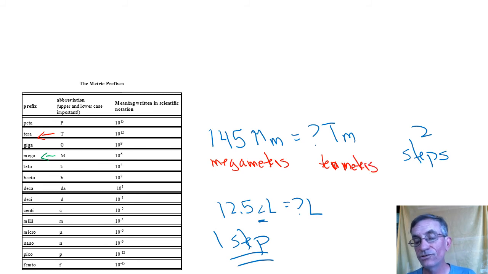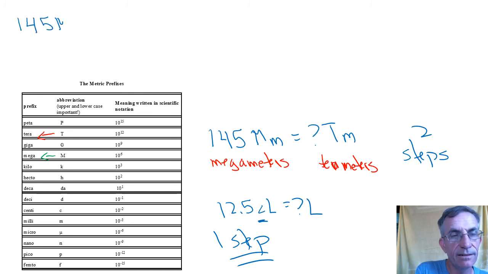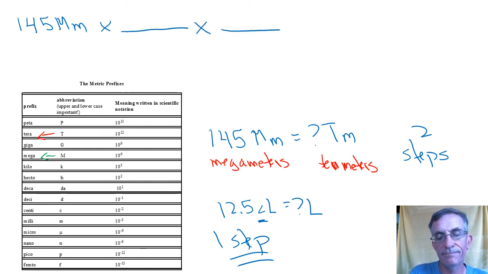So we're going to need two steps to do it. One is going to be dealing with mega, getting rid of it. And then after we get rid of it, we're going to do another step to get to terameters. All right, so let's go ahead and set it up. The setup is, we've been doing this forever, right? You write down your beginning number and unit. Leave yourself some room. Now, I know this time there's going to be two steps. So I'm going to write down, then finally, the unit I'm going to, terameters.